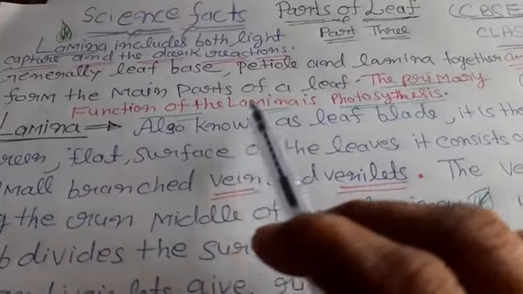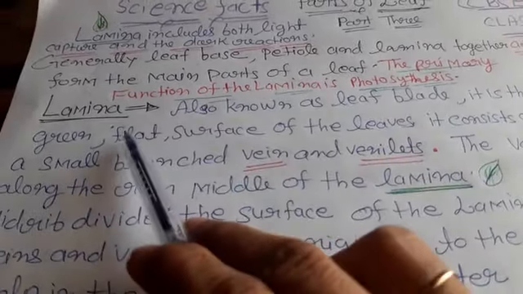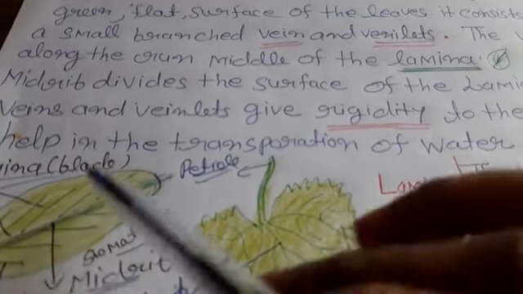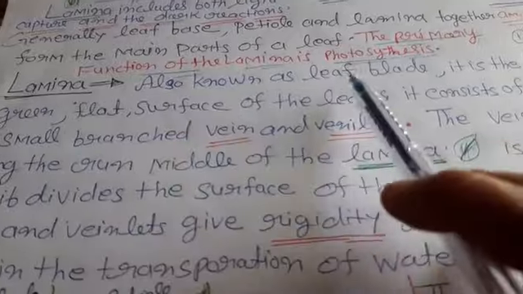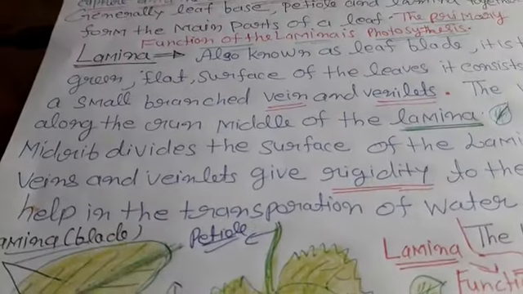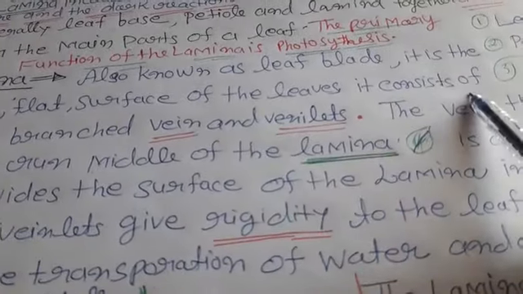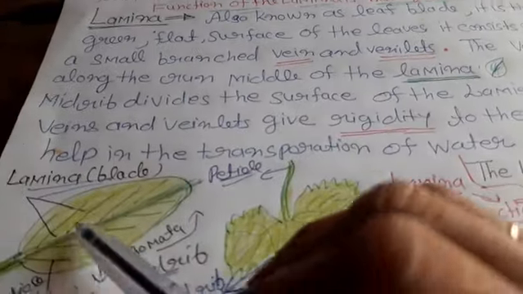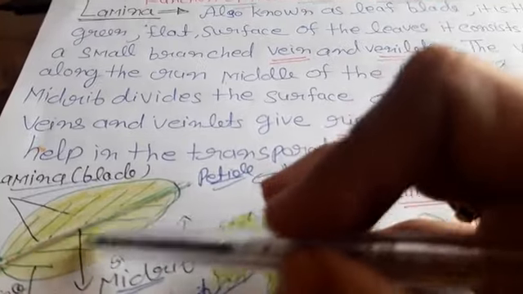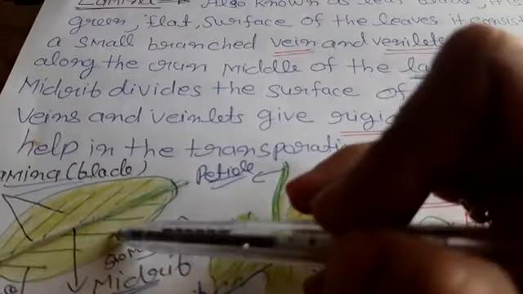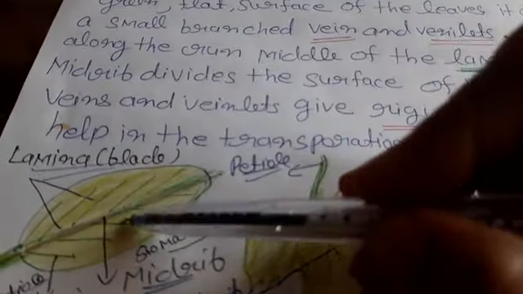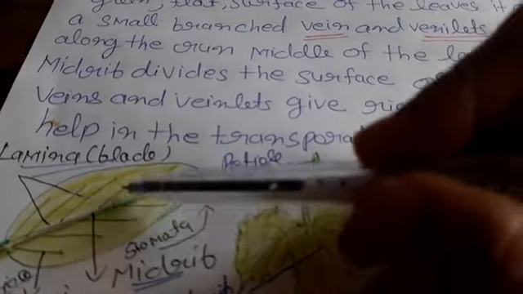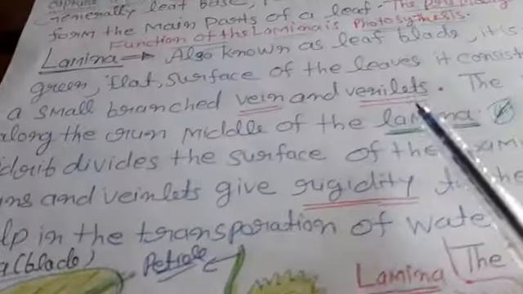The primary function of the lamina is photosynthesis. The lamina is the broad, green, flattened portion of the leaf, also known as the blade. It consists of small branches, veins and veinlets. The lamina has small veins and small branches present on its leaf surface. The leaf surface is called the lamina. These small branches are called veins and veinlets.